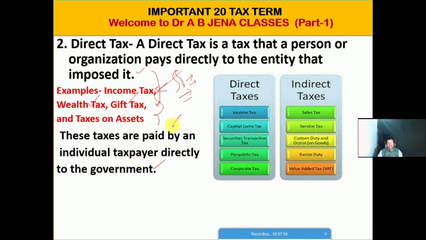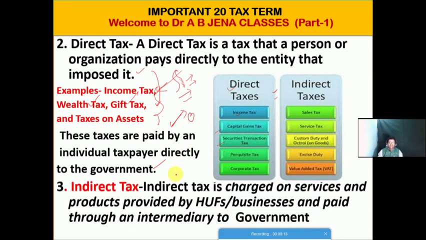So directly, I am paying the income tax directly to the government, not indirectly. These are the examples of direct tax. Kindly note it. Then come to just the reverse of direct tax, that is the indirect tax.